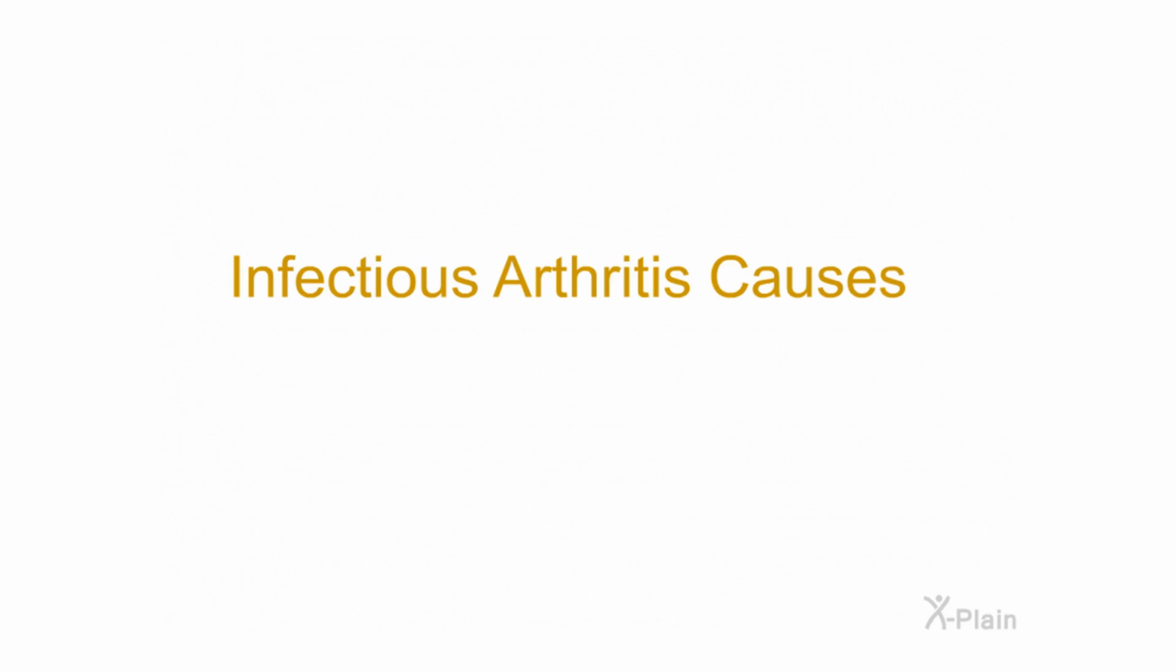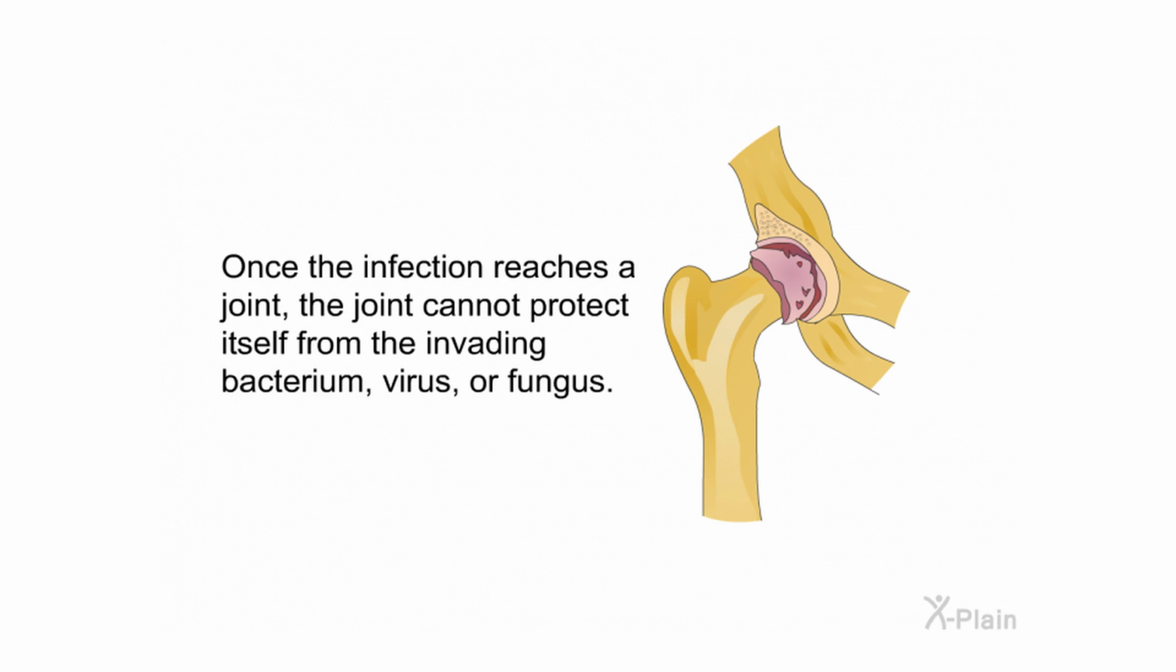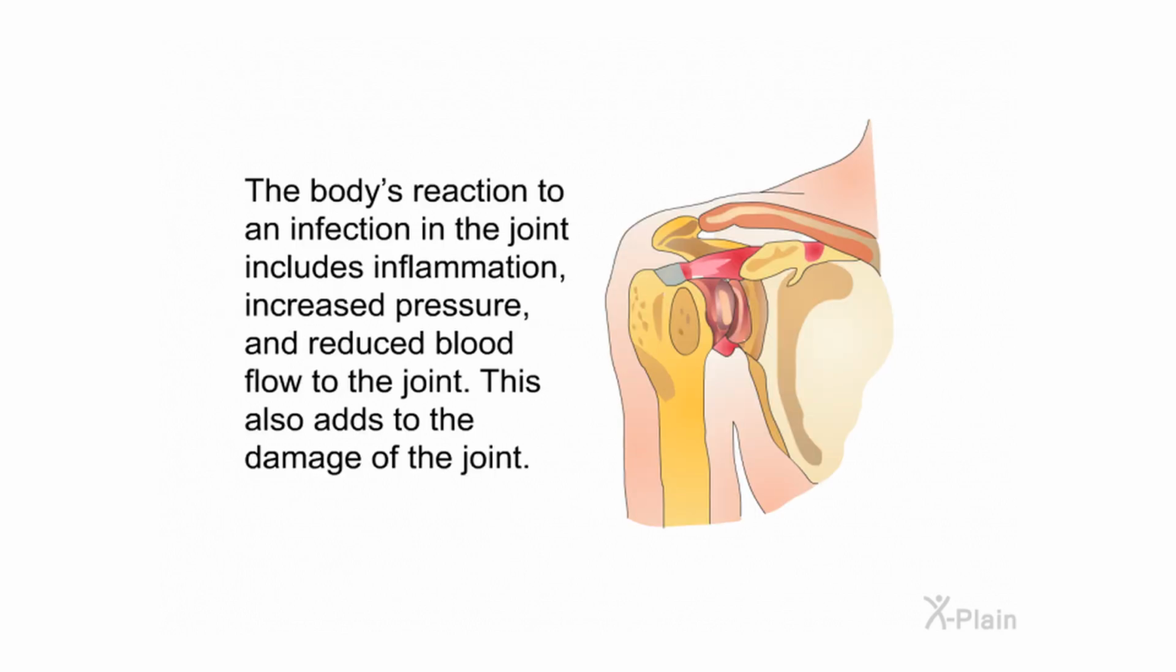Infectious arthritis causes. Infectious arthritis is caused by an infection in the body that spreads to a joint. Bacterial, viral, or fungal infections can spread from another part of the body to a joint. Once the infection reaches a joint, the joint cannot protect itself from the invading bacterium, virus, or fungus. The body's reaction to an infection in the joint includes inflammation, increased pressure, and reduced blood flow to the joint. This also adds to the damage of the joint.